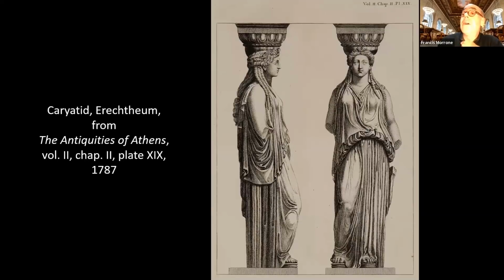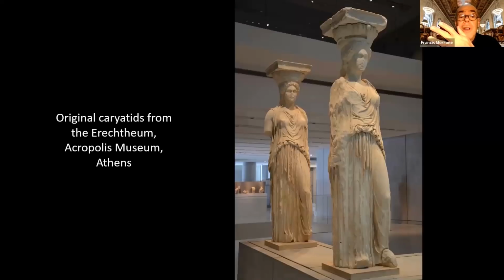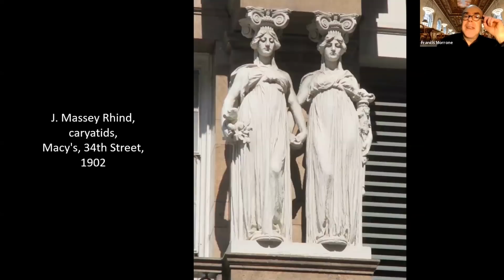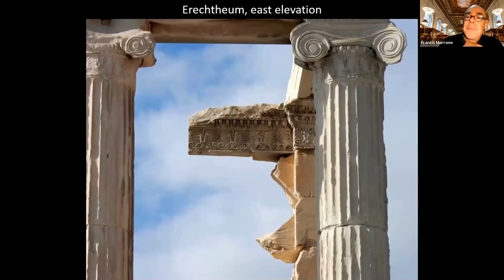I mean, you know, Lord Elgin really made away with a lot of stuff. These are actually in Athens. These are in the Acropolis Museum. The originals, which were not taken by Lord Elgin, have been moved indoors, and there are replicas outside. And you can see marvelous Caryatids in New York that are to some extent inspired by those of the Erechtheum. They are by J. Massey Rhind at Macy's, the 34th Street entrance.